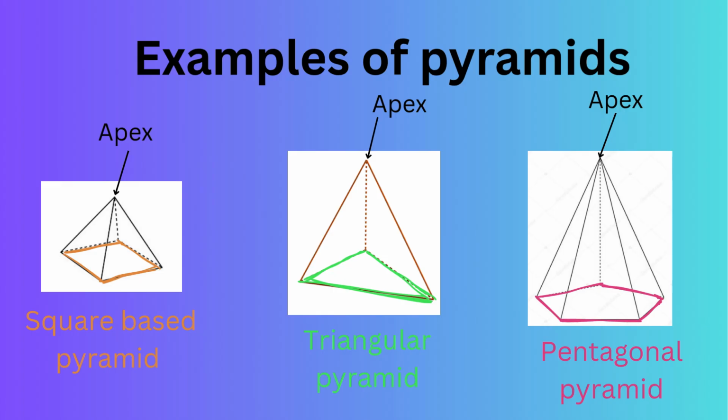Highlighted in orange is a square, which is the base of the first pyramid. Because the base is a square, the pyramid is called a square-based pyramid. The base of the second pyramid is a triangle, that means the name of this pyramid is a triangular pyramid. The third pyramid has a pentagon as its base, that means the name of this pyramid is a pentagonal pyramid.